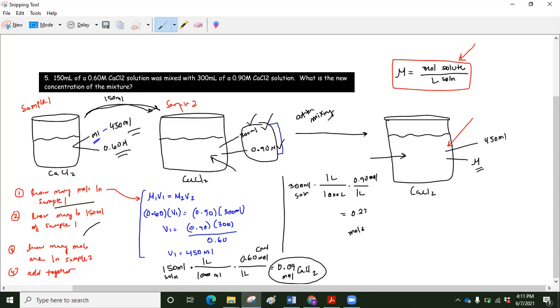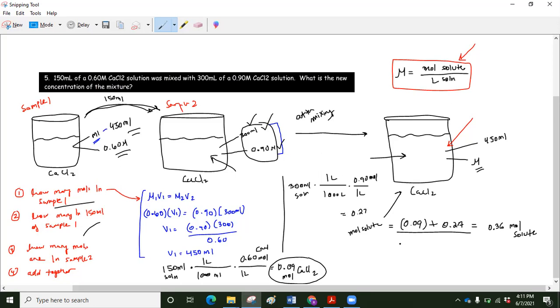So our moles of solute in the final solution are going to be 0.09, which is the amount of moles that were in the first solution, added to 0.27, which is the amount of moles in the second solution. And that would be your moles of solute. So 0.09 plus 0.27, you'd get 0.36, so 0.36 moles of solute, which in this case was CaCl2.